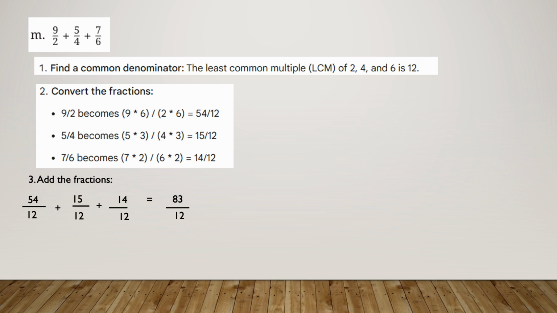Then add the fractions. 54 by 12 plus 15 by 12 plus 14 by 12. That is 83 by 12. We can simplify it as 6, 11 by 12.